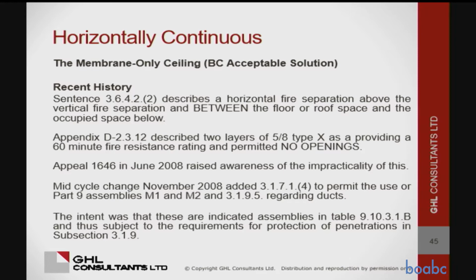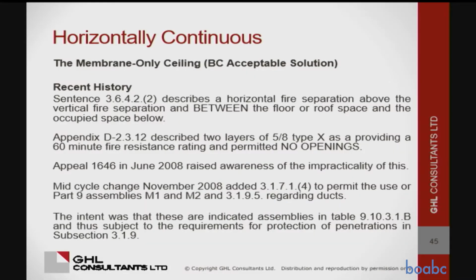So a long time ago, there was a fire separation in Appendix D called D2312, and it said that you can consider 2 layers of 5/8 type X to be the fire separation, regardless of what it's attached to. It's what we always call the membrane-only ceiling, or the membrane-only fire separation. But you couldn't have any openings in it.